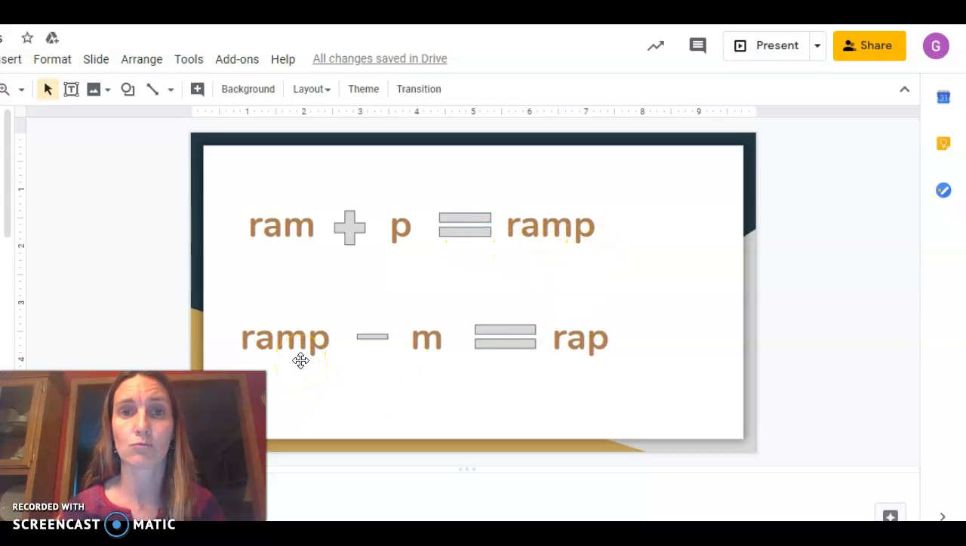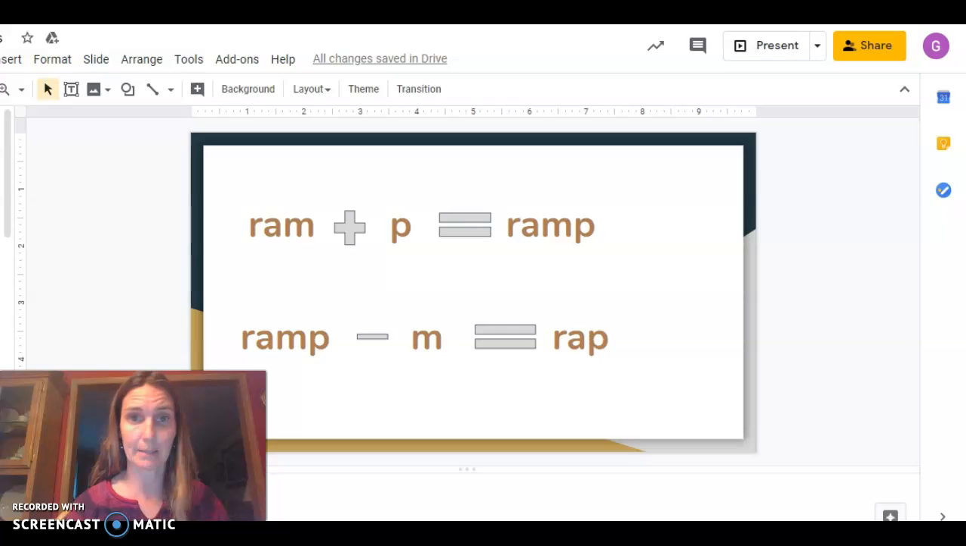Now I want to take ramp and I want to make it say rap. R-a-m-p. Ramp. I want to make it say rap. Rap. R-a-p. I hear a sound change kind of in the middle there, so I don't hear that sound anymore. So we're going to say goodbye to the letter M and make it say rap. Another example of a word chain.